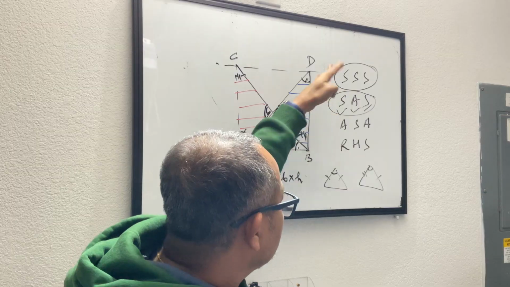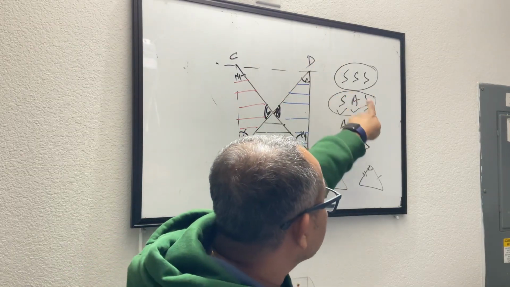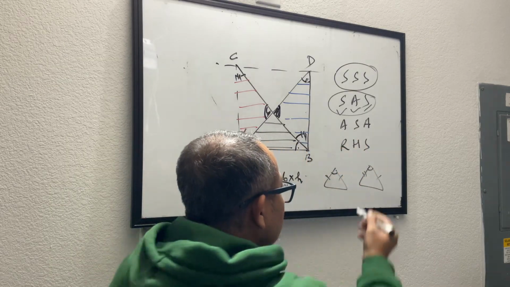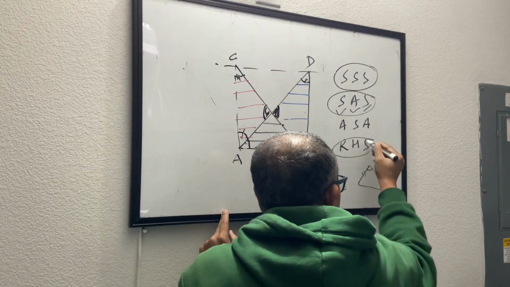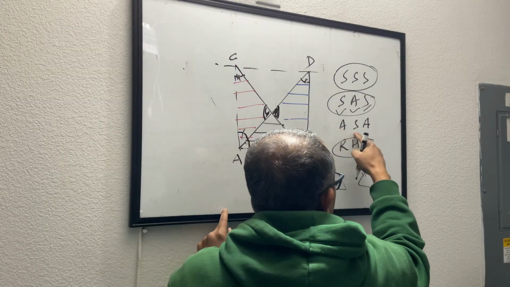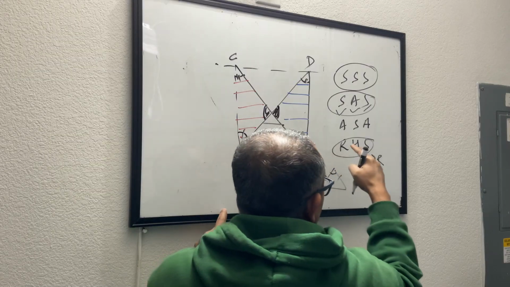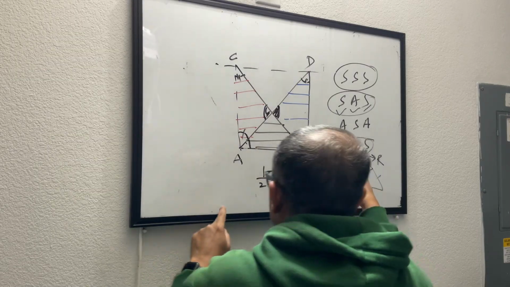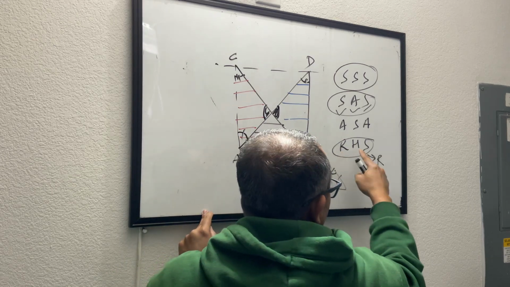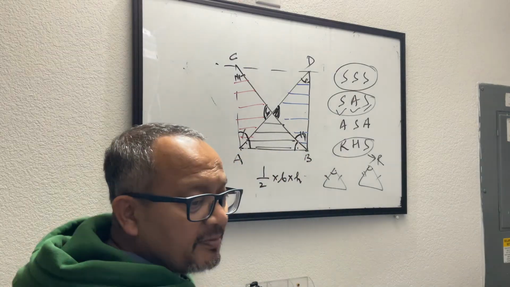But from a usage point of view, SSS, all sides; SAS, two sides and the angle between them; ASA, two angles and the side between them; and RHS. This is a unique one, only specific to right angle triangles. Here A is an angle, S is a side, and R stands for right angle triangle. So what this says is two right angle triangles will be congruent if they have matching hypotenuse and another pair of matching sides.